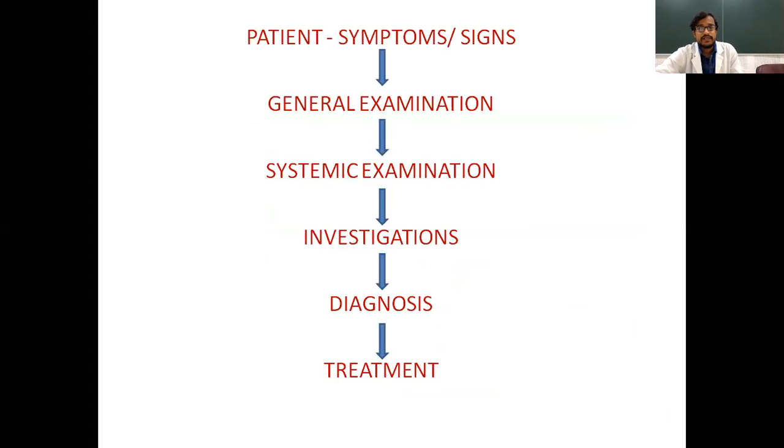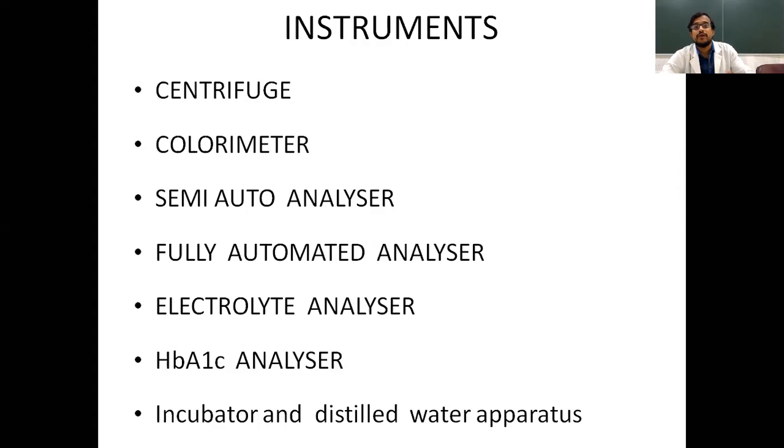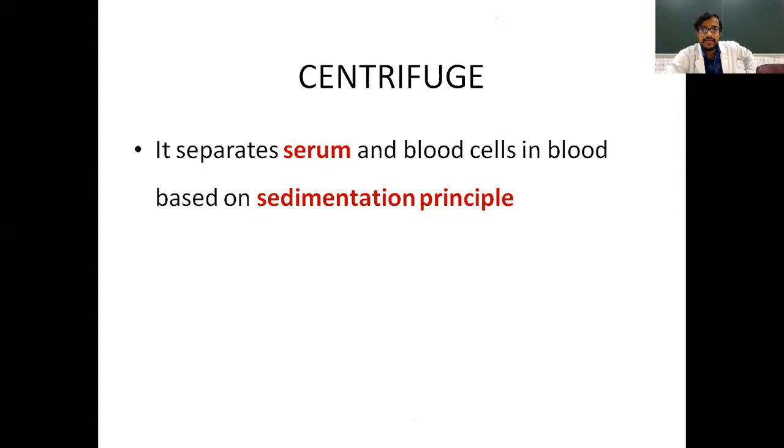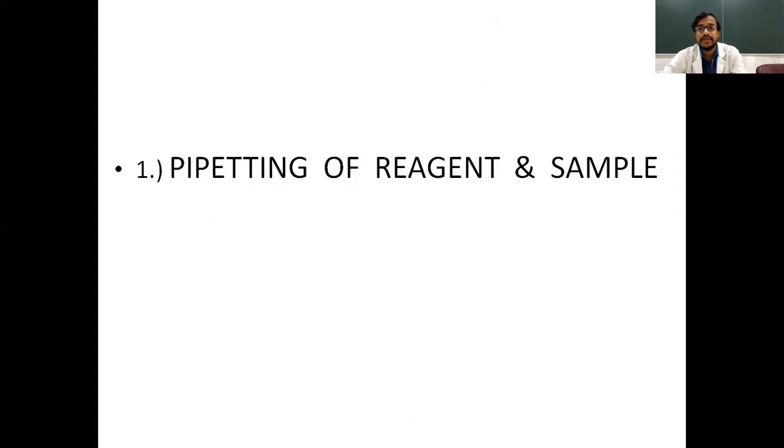So these instruments are required for investigations and diagnosis. These are the common instruments: centrifuge, colorimeter, semi-auto analyzer, fully auto analyzer, electrolyte analyzer, HbA1c analyzer, incubator, and distilled water apparatus. The centrifuge is used to separate the serum and blood cells. This is a centrifuge, and this is a colorimeter.